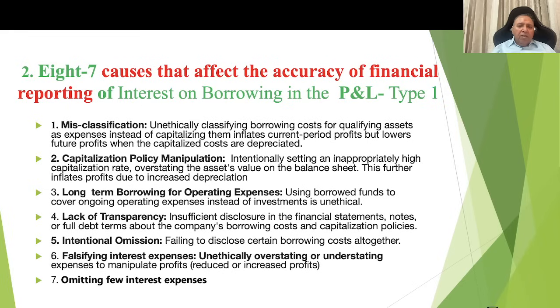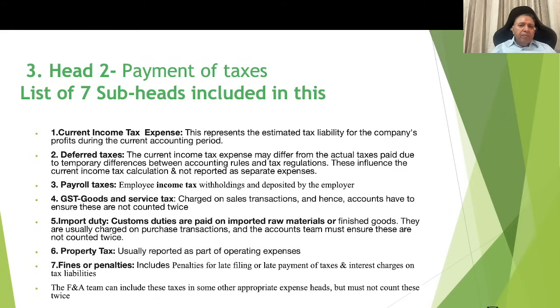Long-term borrowing for operational expenses, using these long-term borrowing funds for operating expenses. Lack of transparency, that means insufficient disclosure in the financial statement notes, or full debt terms, etc. not reported. Intentional omission of some of the borrowing costs. Falsifying interest expenses, unethically overstating or understating the expenses to manipulate profits, and omitting a few of the interest expenses.